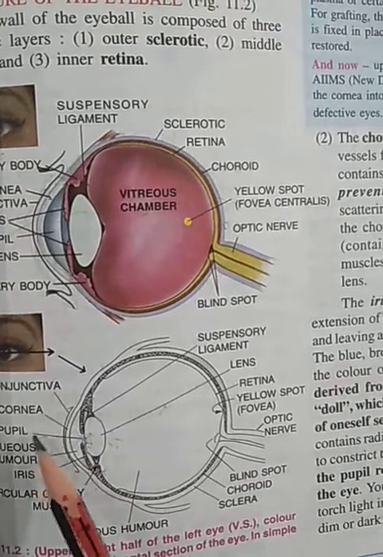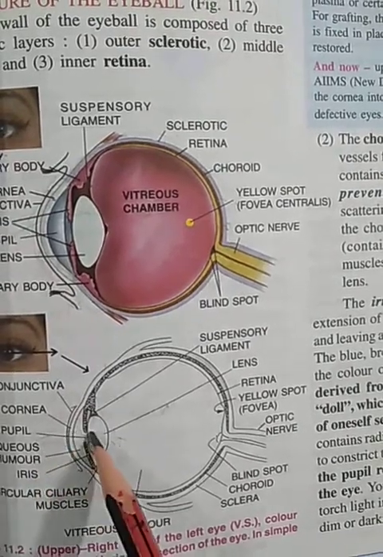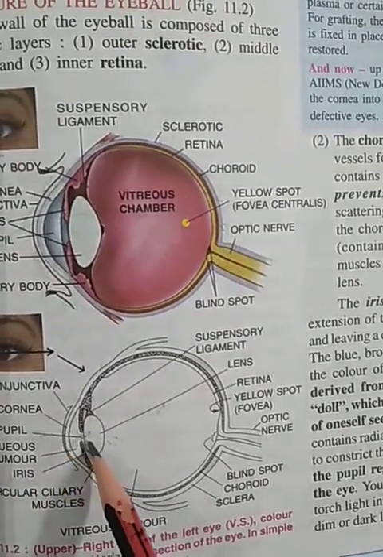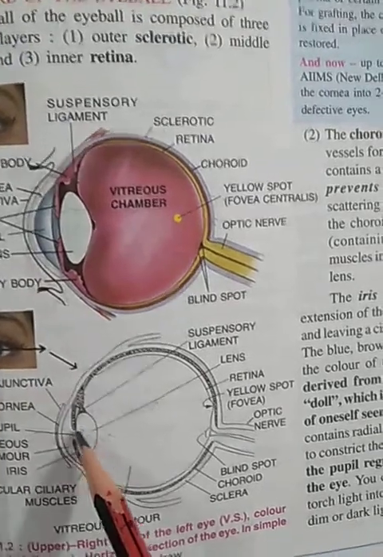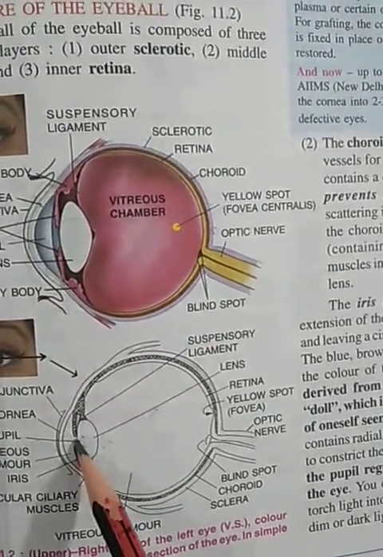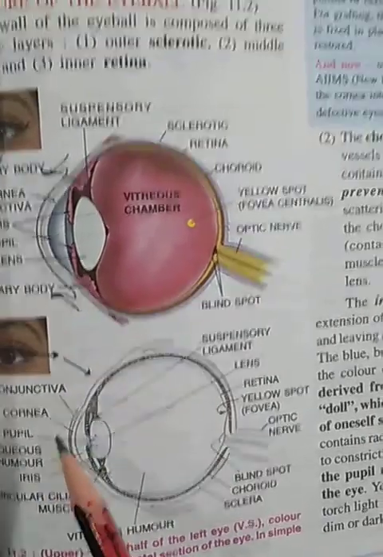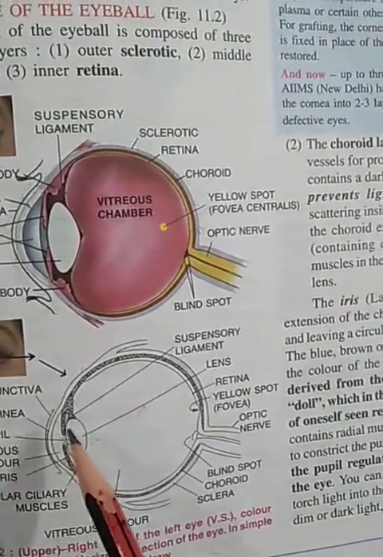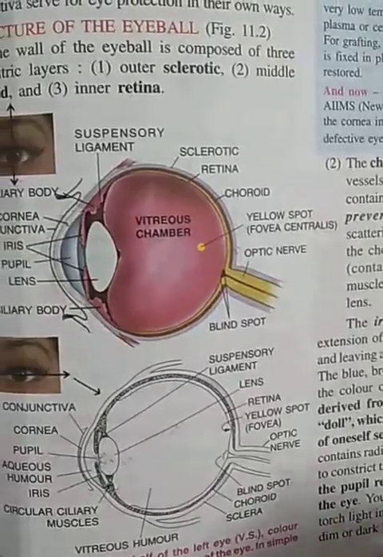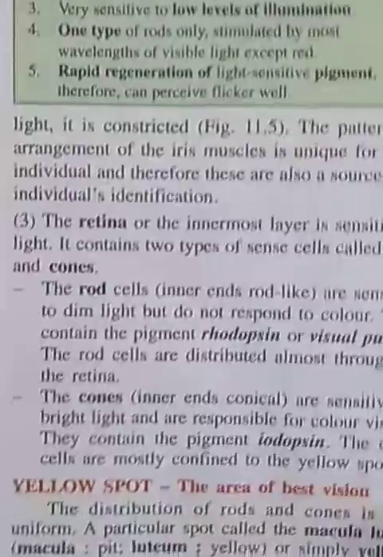If less light is put into our eyes, then this pupil gets widened, the pupil gets dilated, and if more light enters our eyes, then our pupil gets constricted. So in this way, this pupil regulates the amount of light in our eyes.